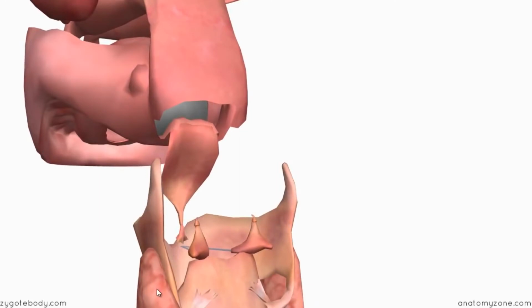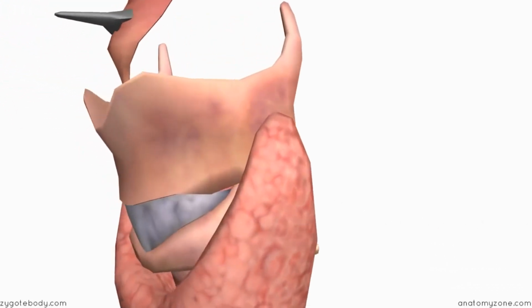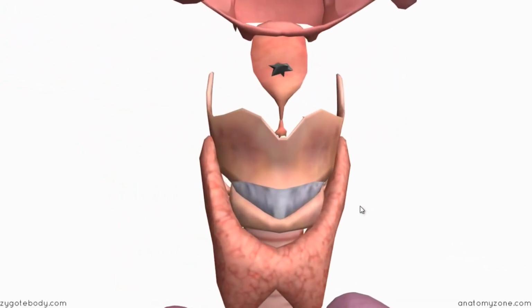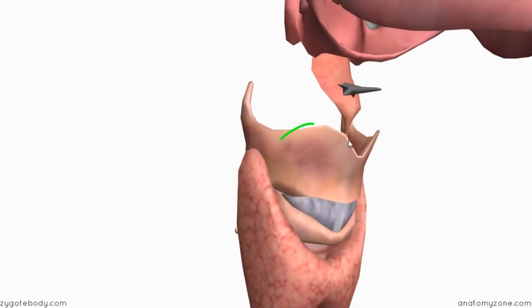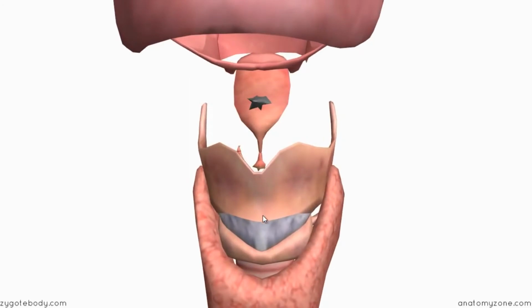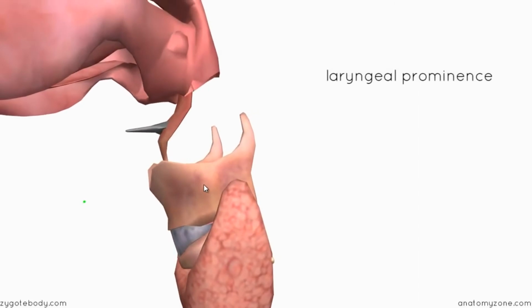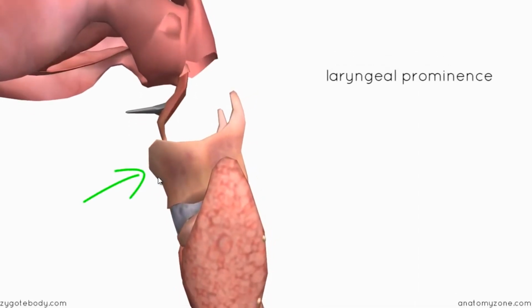Next we will talk about the thyroid cartilage, which is the largest cartilage. It consists of a broad lamina on either side which meet in the midline and form a prominence known as the laryngeal prominence. If you view this from the lateral aspect, you can see this prominence. This can be seen in males. We call it the Adam's apple, and it's larger in males than in females.